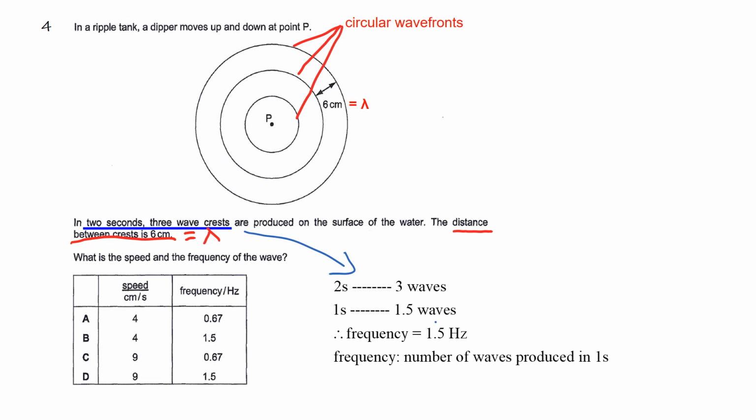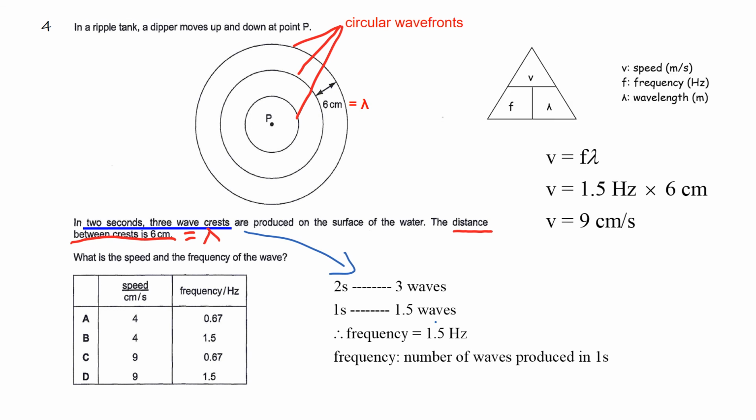With the frequency as 1.5 hertz and the wavelength as 6 centimeters, we're going to apply the formula to find the speed of the wave. v = f times lambda. Speed is frequency times wavelength. Frequency of 1.5 hertz multiplied by the wavelength of 6 centimeters will give us the speed of this wave as 9 centimeters per second. D.